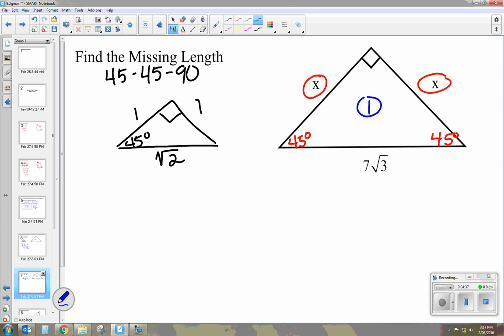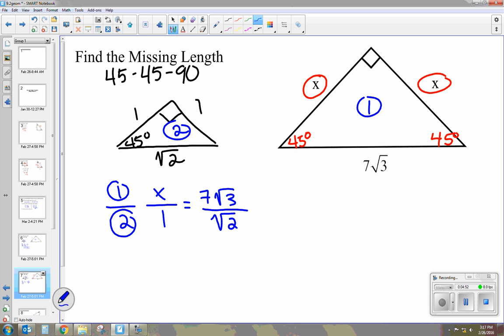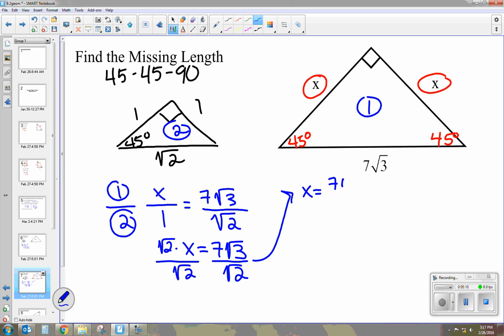This is triangle 1, this is triangle 2. I always like to start with my variable, so I have x over 1 equals, go back to our original number they give us, 7 square roots of 3, which corresponds with the square root of 2. We're going to cross multiply and solve. We get the square root of 2 times x equals 7 square roots of 3. We can now divide by the square root of 2, and we get 7 square roots of 3 over the square root of 2.